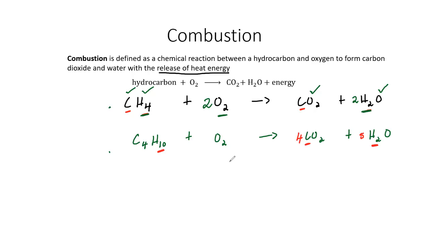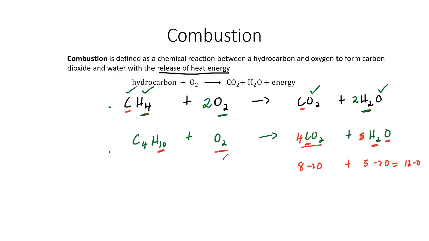Now, look at your oxygens. On the right-hand side, I actually have the following oxygens. Check them out. 4 times 2, that makes it 8 oxygens, plus these ones, 5 times that oxygen there, that makes it 5 oxygens. In total, I've got 13 oxygens on the right-hand side. On the left-hand side, I have 2.